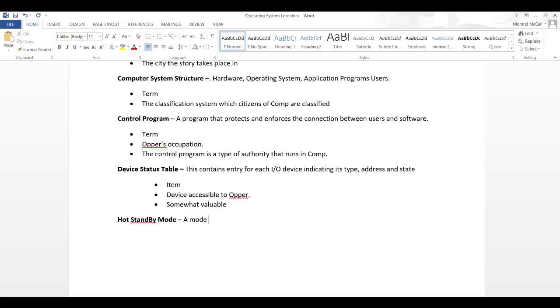Anyway, this is a mode that a machine can be in where it is constantly monitoring other machines. I'm thinking more sort of CPUs, to do their job in case they fail. Alright, now this is going to be a term.